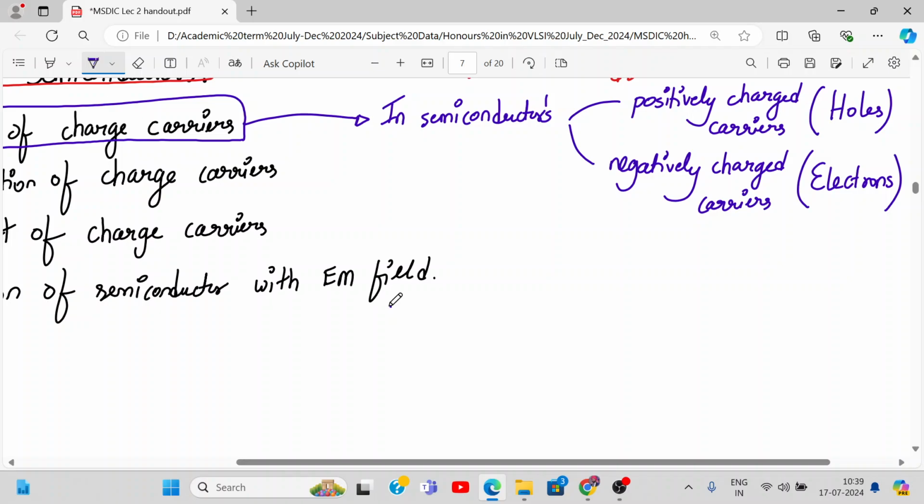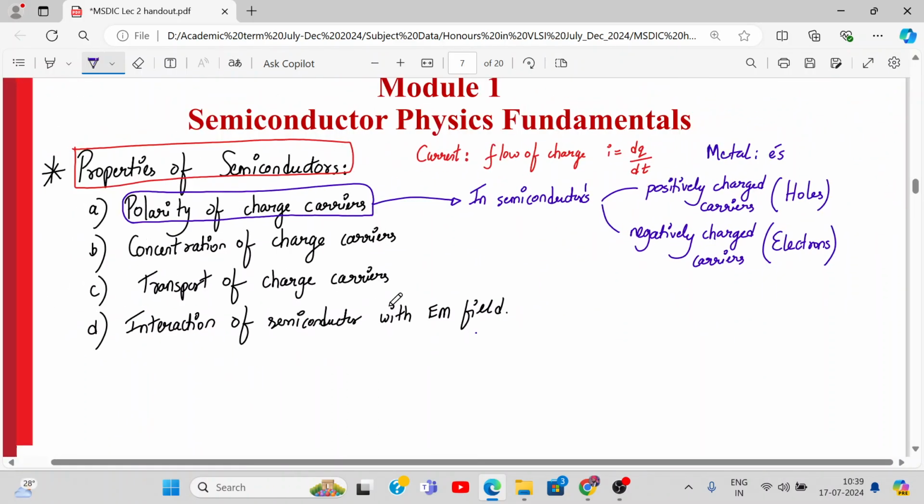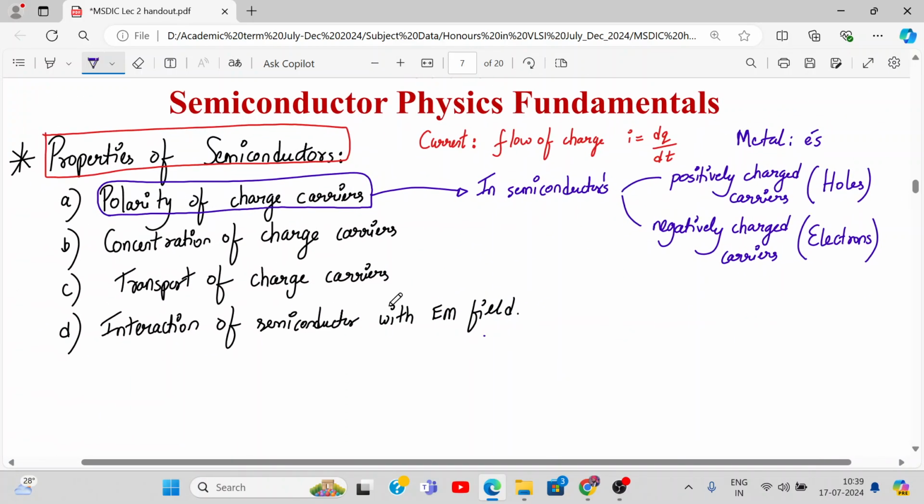Agree? Understood about the polarity of charge carriers? So in semiconductors, there are positively charged carriers and negatively charged carriers in terms of electrons and holes. And in metals, we have only electrons. We don't have positively charged carriers.